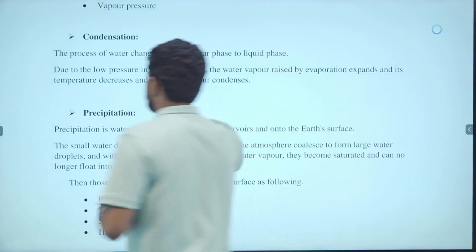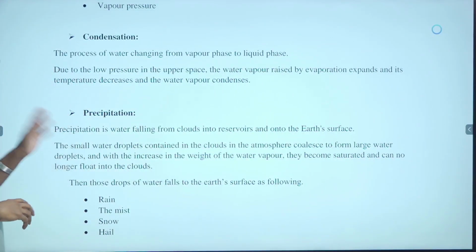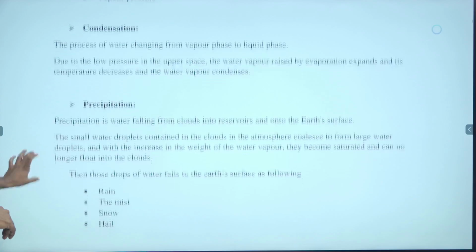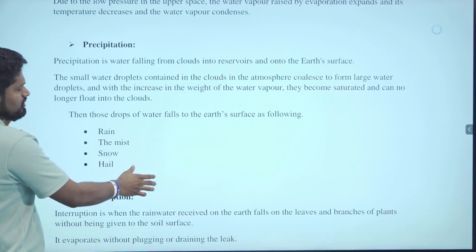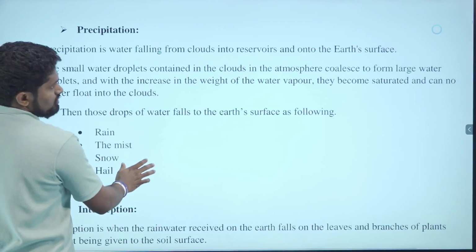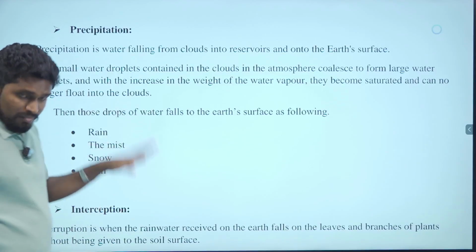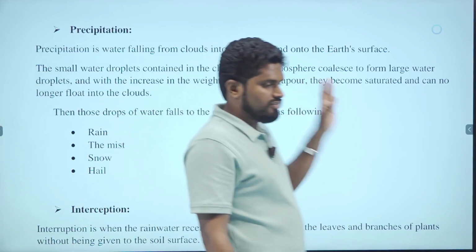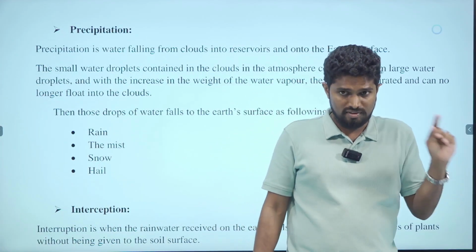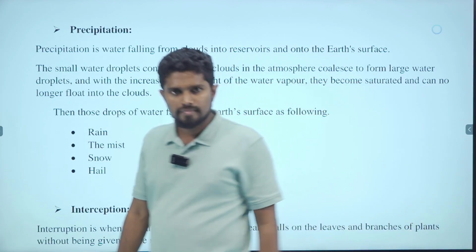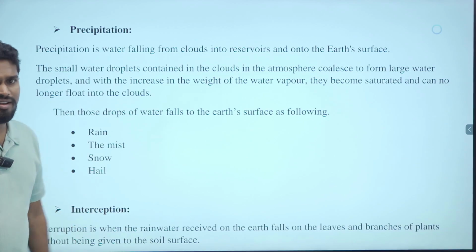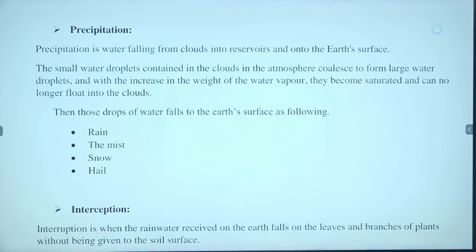Okay. Then these are the processes of water. Yes, guys. And precipitation. What is meant by precipitation? You know the word precipitation as rain, no? Precipitation is water falling from the clouds into the earth's surfaces.